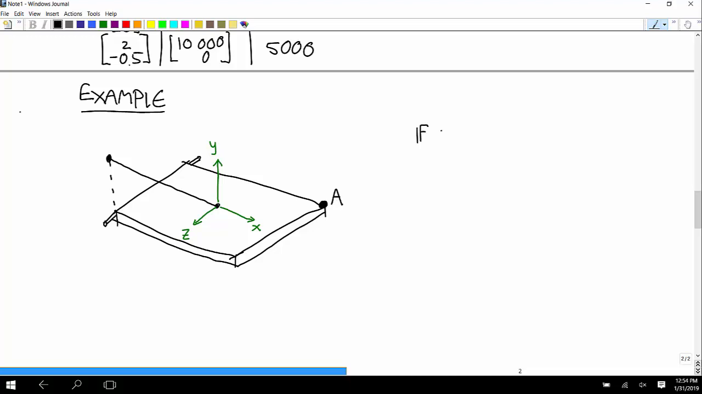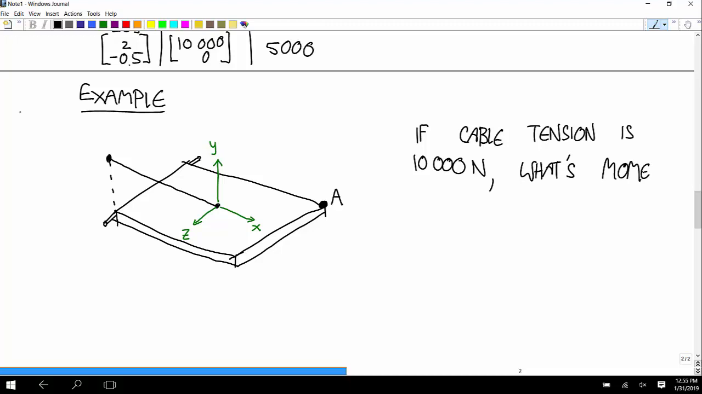Now, if we know that the cable force, the cable tension, is 10,000 newtons, what's the moment applied by the cable about A? What's the moment the cable applies about that point A?